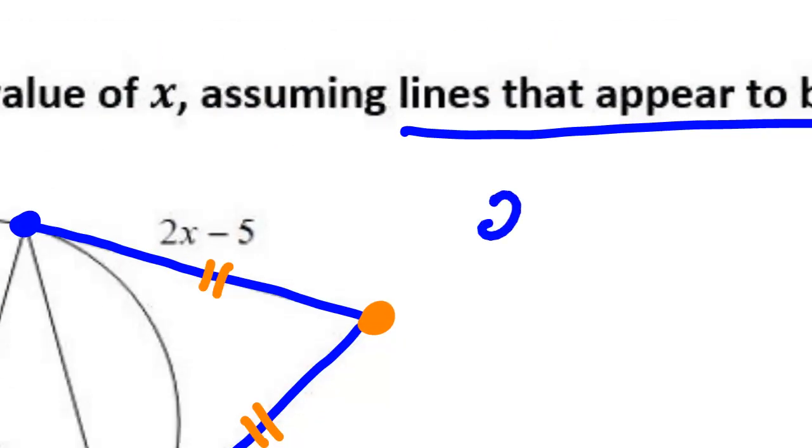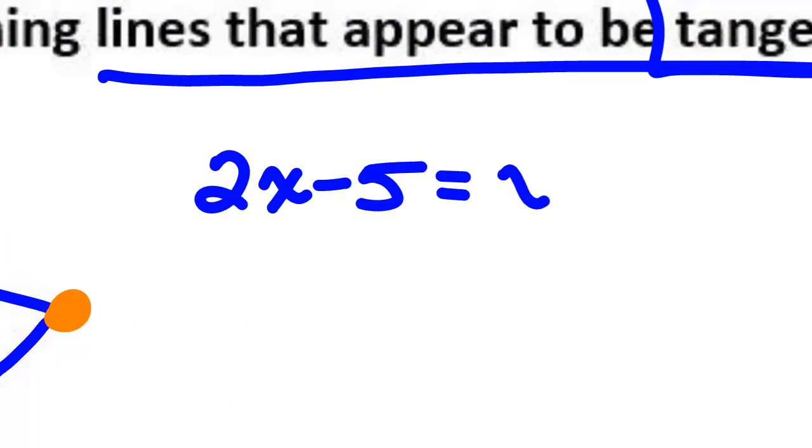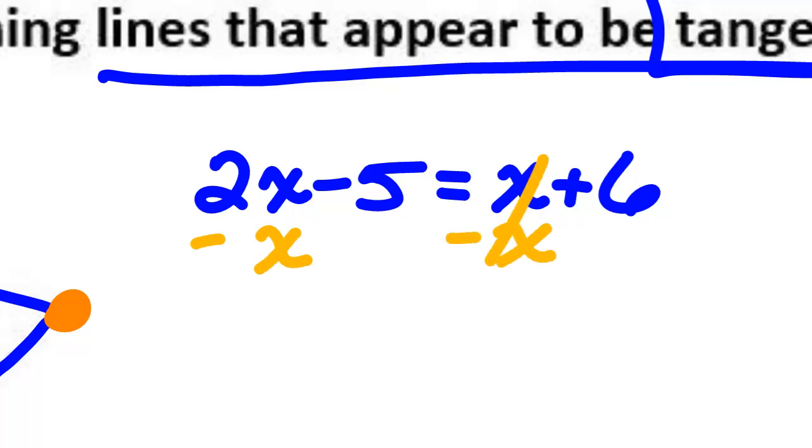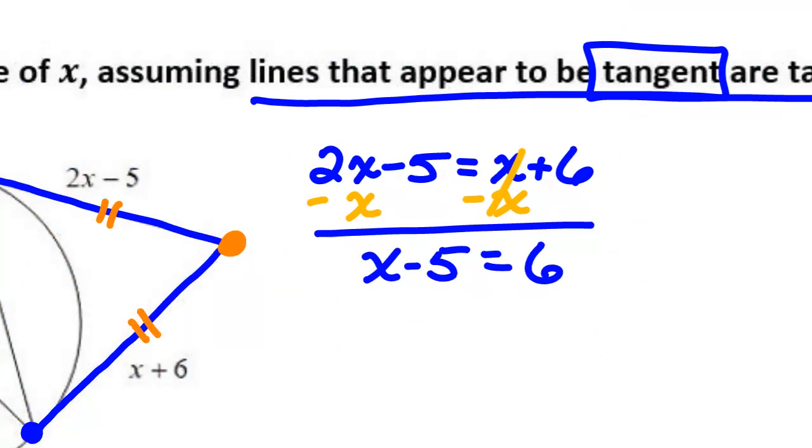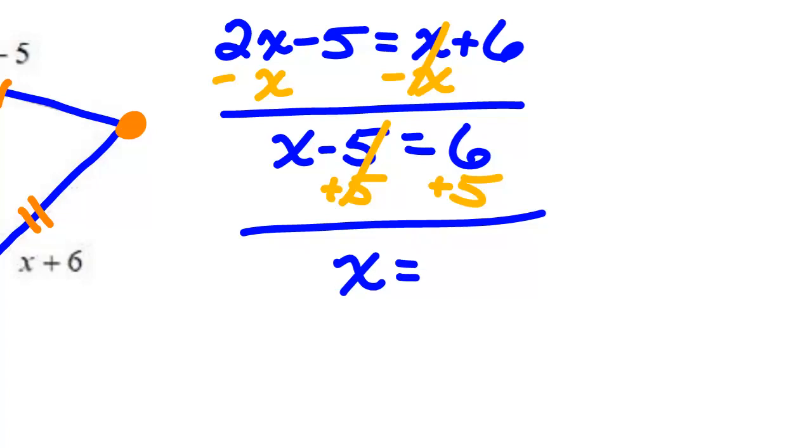So to find x, we're going to take 2x minus 5, set it equal to x plus 6, and then we're going to solve that for x. So x is to the same side first, minus your x's. 2x minus x gives me x. So I have x minus 5 equals 6. Then we add 5 to both sides, and we get that x is what? X is 11.